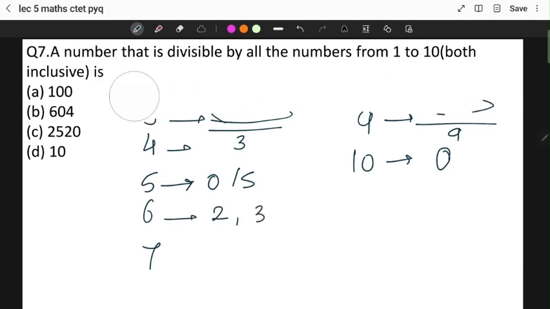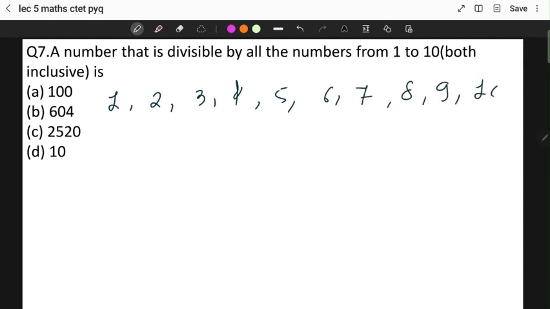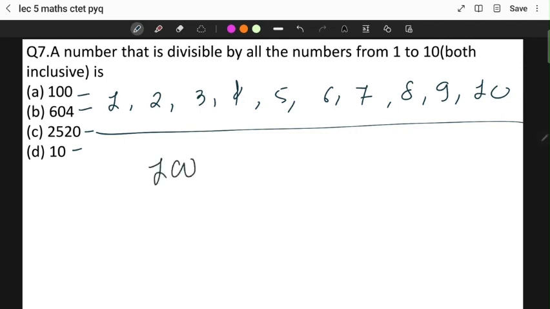Now, what they have asked in the question is a number from 1 to 10: 1, 2, 3, 4, 5, 6, 7, 8, 9 and 10. All these numbers should divide a single number. For example, if we take 100, 100 is divisible by 2 and by 5, but it is not divisible by 3. Hence, this is not the number.